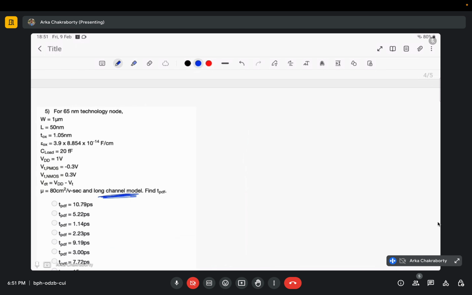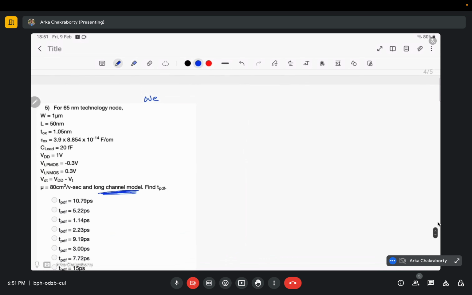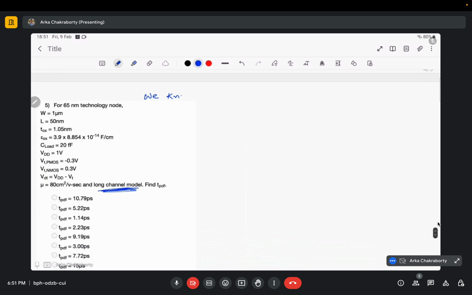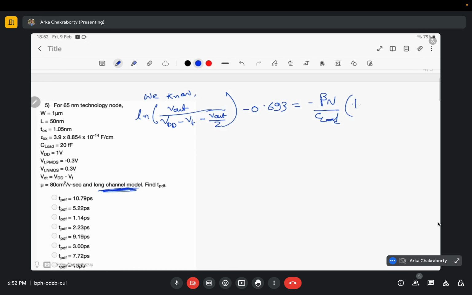Okay, so we know, I can go and prove the t_pdf expression, but it will be of no use, because sir has already said in the lecture how to get the expression. I'll be simply using the expression that he already derived for us. So we know ln of (V_out by V_DD minus V_T minus V_out by 2) minus 0.693 is equal to beta n by C load times (t_pdf minus t_sat) times (V_DD minus V_T).